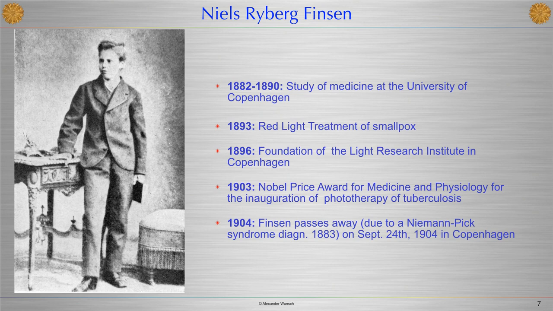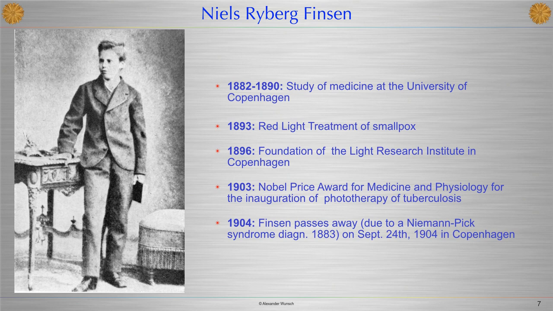patients with smallpox into red rooms. And you might read in some of the textbooks that this was a kind of first case of emerging chromotherapy by treating the smallpox with red light. But in fact, if we look a little bit closer into this issue, it's not 100% correct, and it's not 100% true, because it was a negative chromotherapy or light therapy. What does this mean?